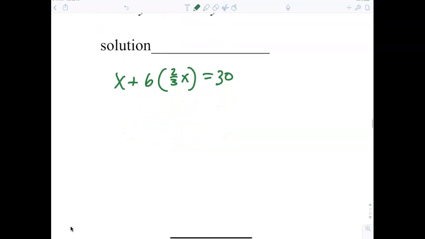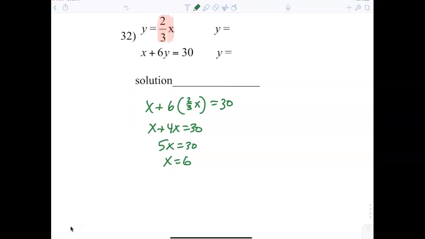So what's 2/3 of 6? So x plus 4x equals 30. 5x equals 30. So x equals what? 6. So x equals 6.